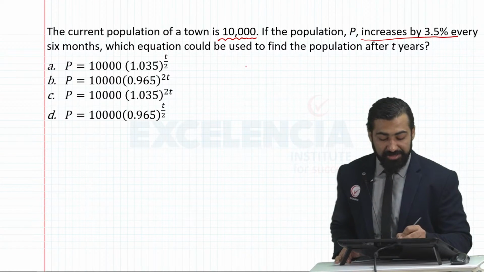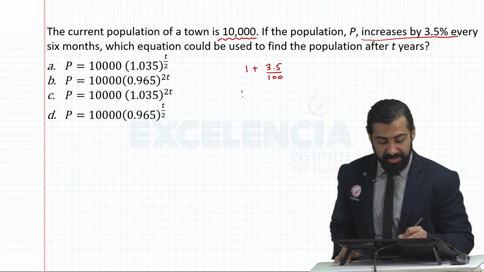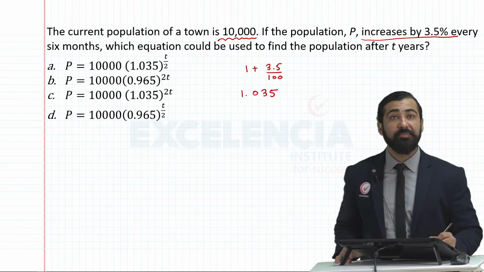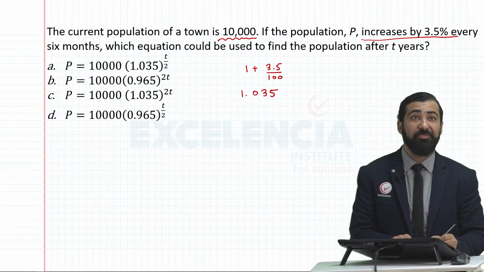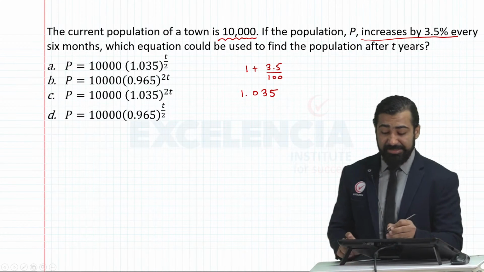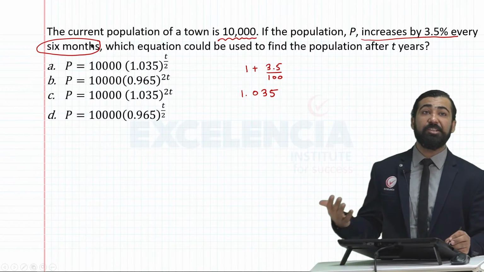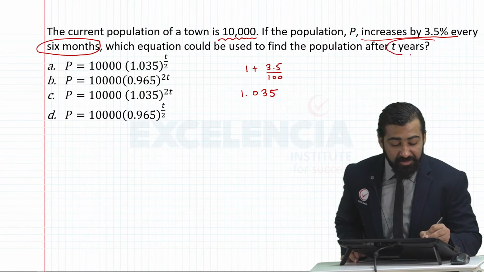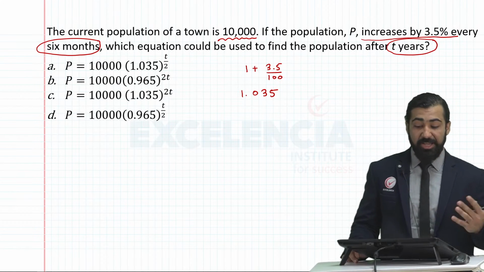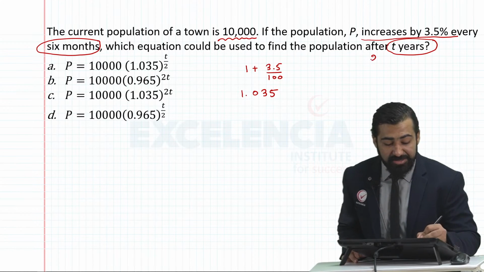If the population P increases by 3.5%, that means your growth factor will be 1 plus 3.5%, which comes out to be 1.035. So our growth factor is 1.035 because our population is increasing with 3.5%. And population is increasing every 6 months. When you say every 6 months, that means population is increasing twice a year, because in the final result, they have taken T as years and not 6 months. If T was 6 months, then we wouldn't look at how many times a year. So we are increasing twice a year.